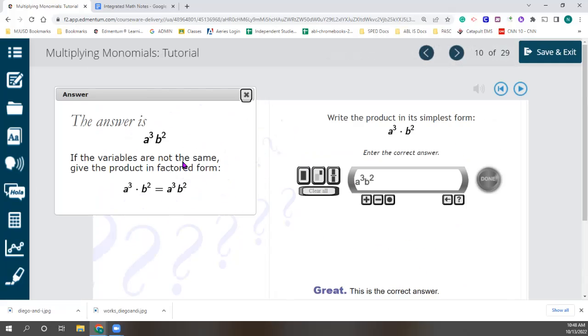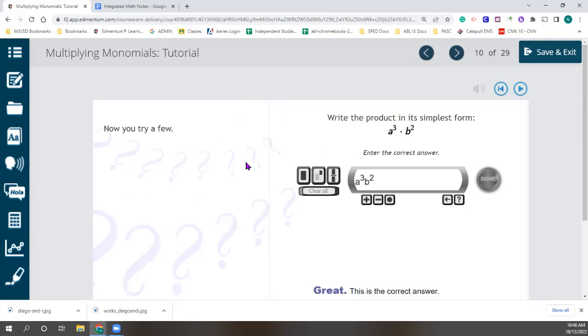And if the variables are not the same, give the product in factored form. So this is factored form. It didn't ask for factored form, but that is what that is. Okay, great.